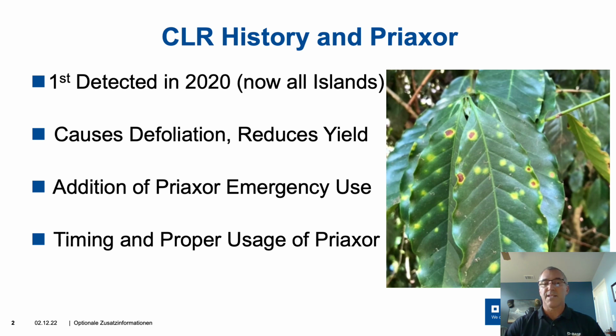We got the addition of the Section 18, which is an emergency use exemption by the EPA in May of last year. It actually expires May of this year, so keep that in mind. We're working to renew it, plus we're working to add it to the regular label. Very important though, timing and proper usage of Priaxor for this disease.